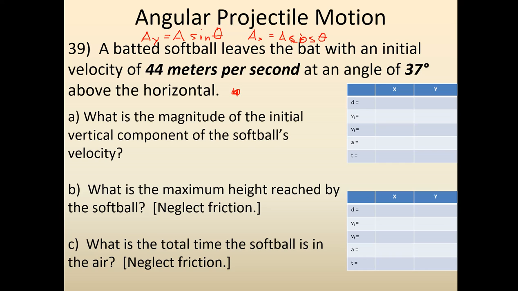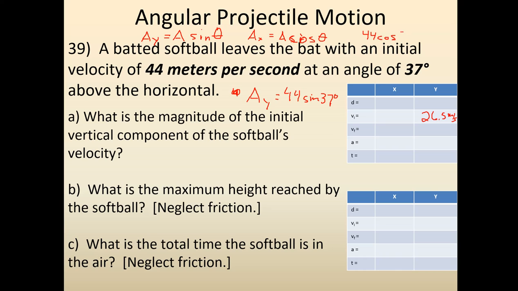These are going to be your components, the y component and the x component. So for the vertical component, I'm going to do a_y, 44 times sine of 37 degrees. And when I do that, I end up getting 26.5 meters per second. I could do the same thing, and I probably should do it for the horizontal side.